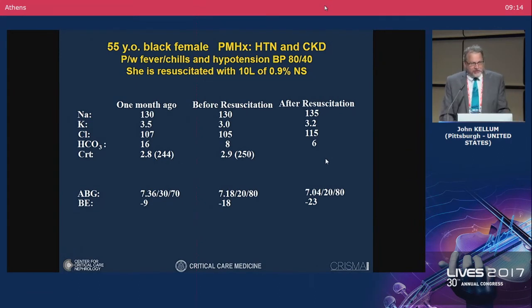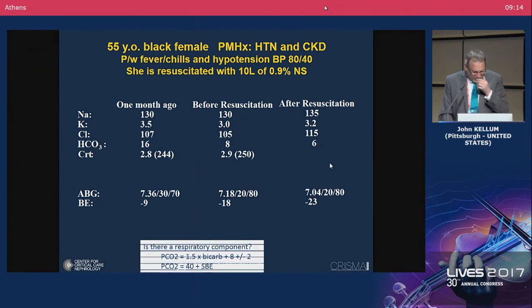So how do we approach this? Well, you can approach it in a variety of different ways, right? As I said, you can use Henderson-Hasselbalch, you can use base excess, you can use strong ion difference, and you get pretty much the same answer. The way I approach it, the first question I ask is, obviously this is a metabolic acidosis, but, and I'm referring to this column right here, before resuscitation, is there a respiratory component? Is this just a pure metabolic acidosis, or is this a mixed acid-base disorder?